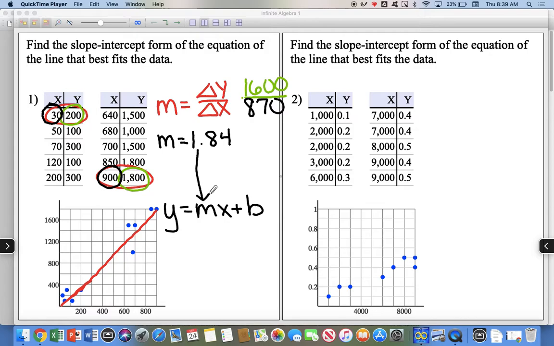So if you guys look here, where does it appear that this is crossing the y-axis? Around 0. So guess what? We can just write y equals 1.84x. Now, it appears that it's 0. Sometimes it's a number. And we're just estimating today, so that's totally fine. So it appears that it's crossing around 0. Tomorrow, we're going to plug this in on Desmos, and we're going to get a more accurate answer. But for today, we just want to estimate.